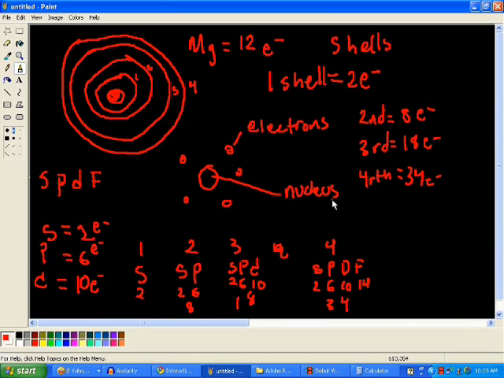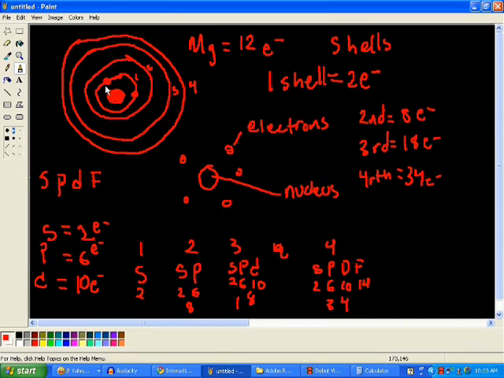So if we're looking at this, picture the nucleus of an atom, and these are the energy levels or shells. This is the first shell, so we're only going to have 2 electrons on this shell, situated here, and that shell is full. It can no longer hold electrons.